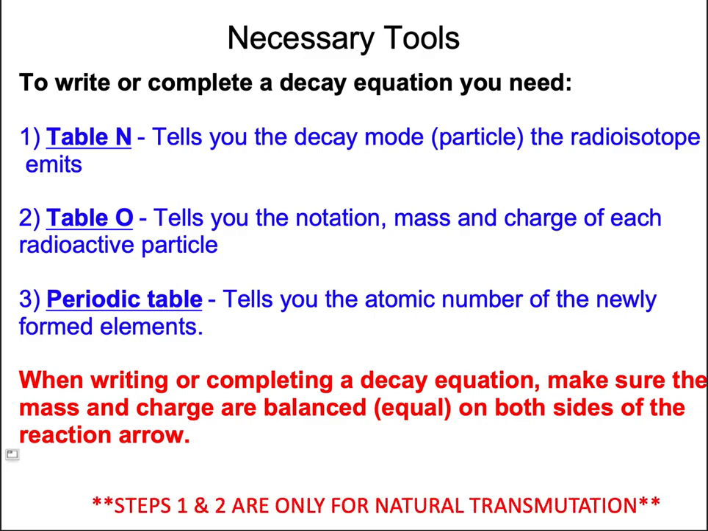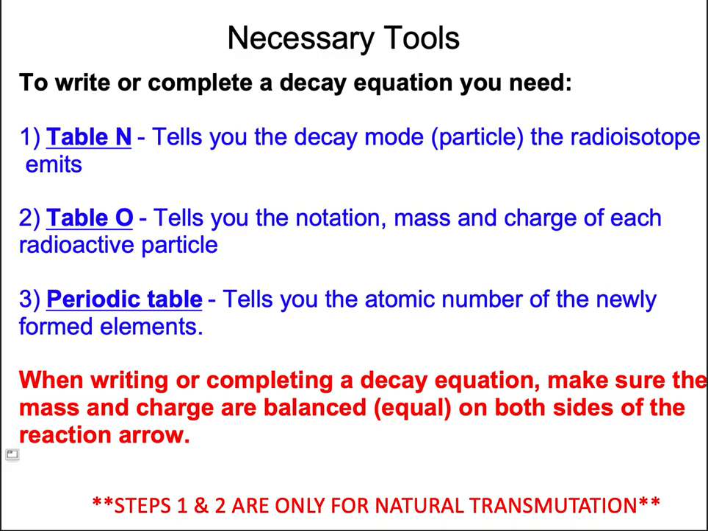Now, I'm going to put a note here that steps 1 and 2 are only for natural transmutations. So you'll see in the worksheet that if you have an artificial transmutation, this process of writing the decay equation is so much easier.